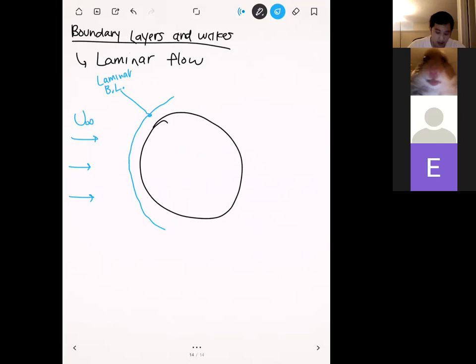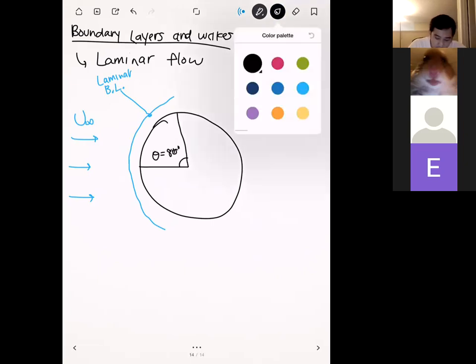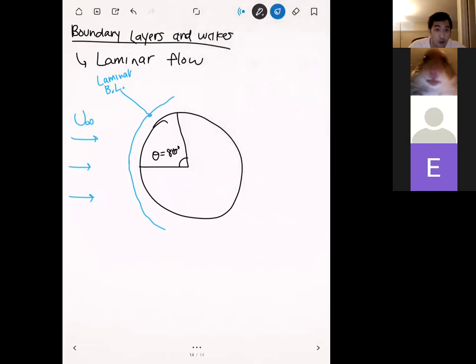Right. And since we're in laminar flow, this boundary layer here is laminar. Okay. But then at a certain point, and actually there have been a lot of experiments done about this, we'll say that the point where it separates is going to be 80 degrees here. Okay. At 80 degrees, the boundary layer will separate and form a wake. Okay.